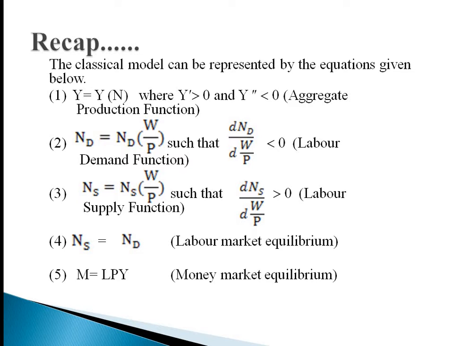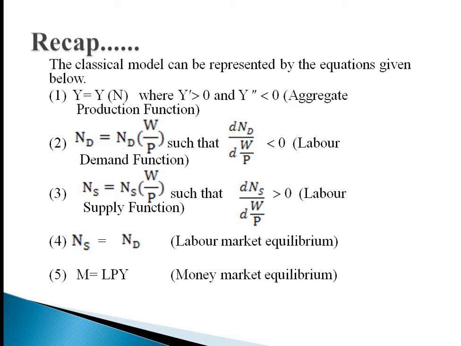The classical model can be represented by a set of 5 equations as shown in this slide. Equation 1 shows us the aggregate production function, where the level of output Y is shown to be a function of the level of employment N. The second equation is the labor demand function, where labor demand is a function of the real wage rate W by P, and it is a decreasing function of the real wage rate.